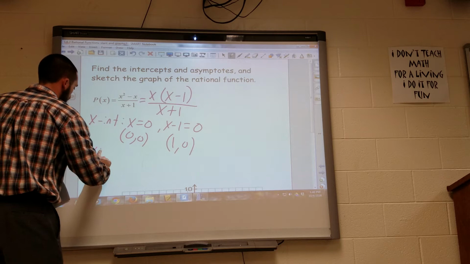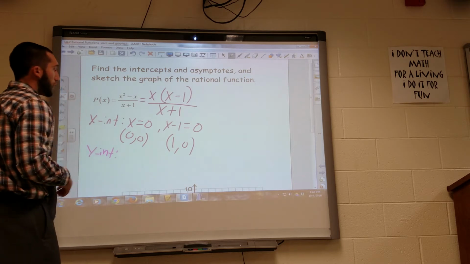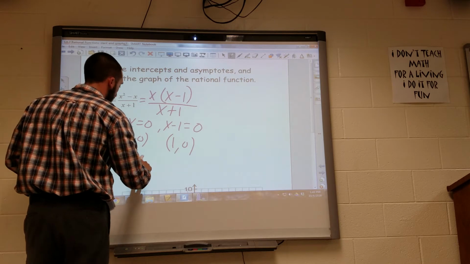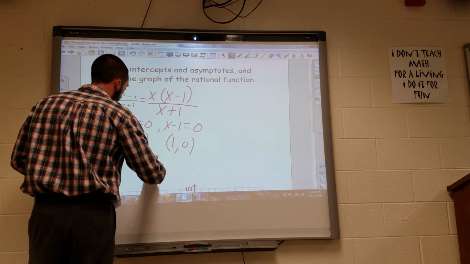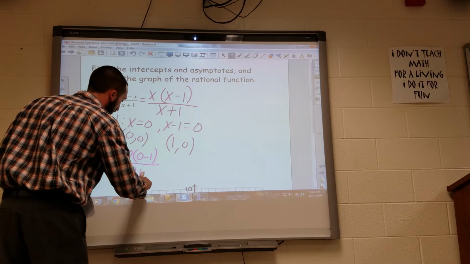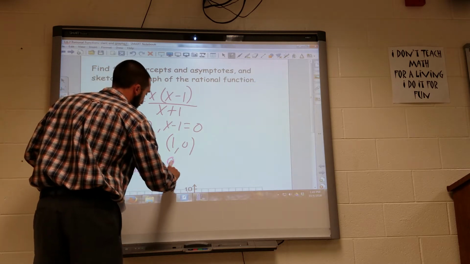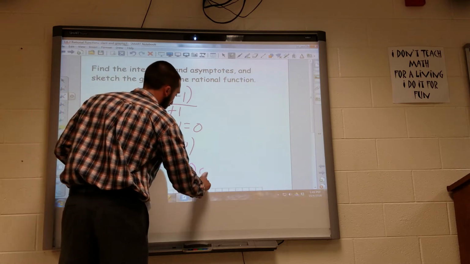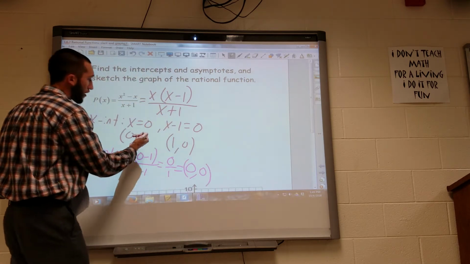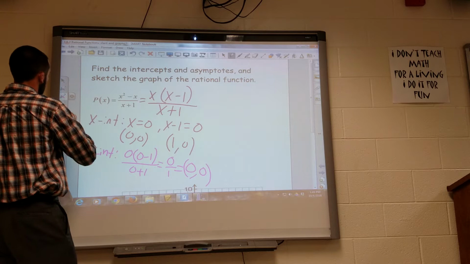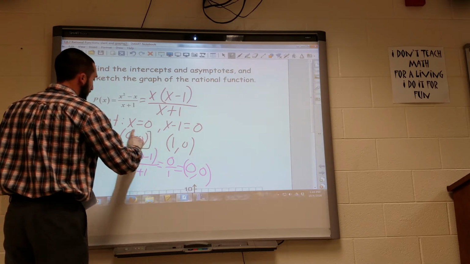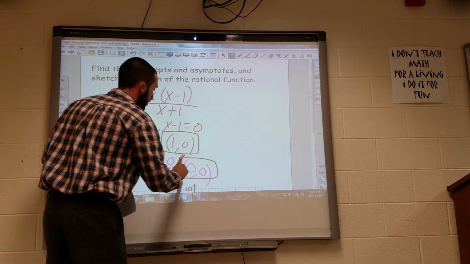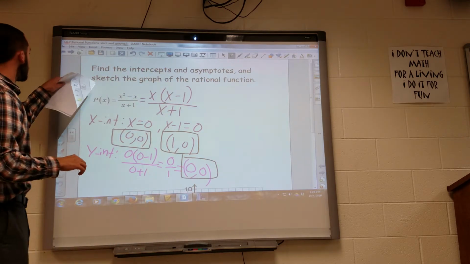Y-intercept. Plug a 0 in for x. If I plug a 0 into the top, I get 0 times 0 minus 1 over 0 plus 1. So overall, that gives me 0 divided by 1, which is 0. So that means my y-intercept is 0, 0, which I already knew because I found it up here. So that gives us the intercepts, really only two: 0, 0, and 1, 0.